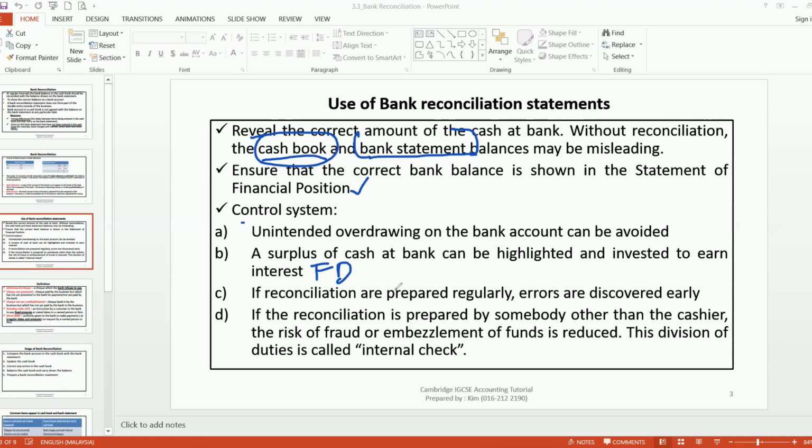If the reconciliation is prepared regularly, errors are discovered earlier. That means either the bank or the person in charge of the bank account, we can detect the error, then we can adjust it. This could be an unintentional error. If the reconciliation is prepared by somebody other than the cashier, the risk of fraud, meaning the intention to cheat the money, can be reduced. This is an internal check to prevent fraud from happening.